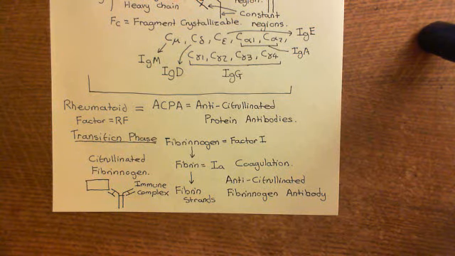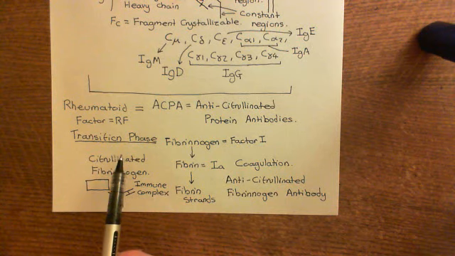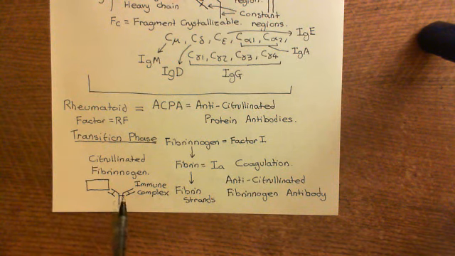Okay, so welcome back to this next video in which we are discussing the drug treatment of rheumatoid arthritis. We're in the process of discussing the pathogenesis of rheumatoid arthritis. So we've discussed that the turning point where you go from the pre-articular phase to the articular phase, which is called the transition phase, is when you start producing antibodies that are directed against citrullinated fibrinogen.